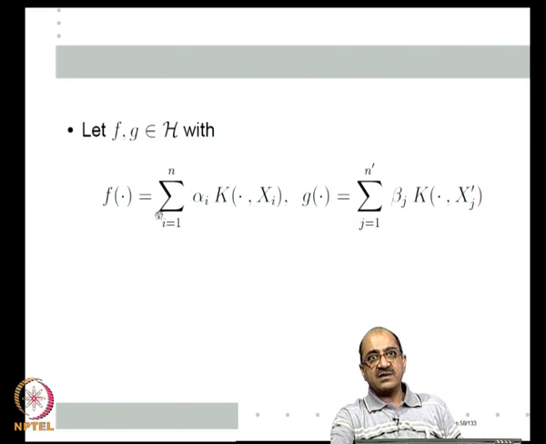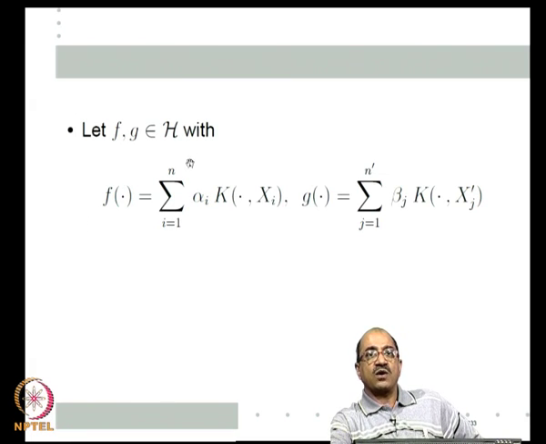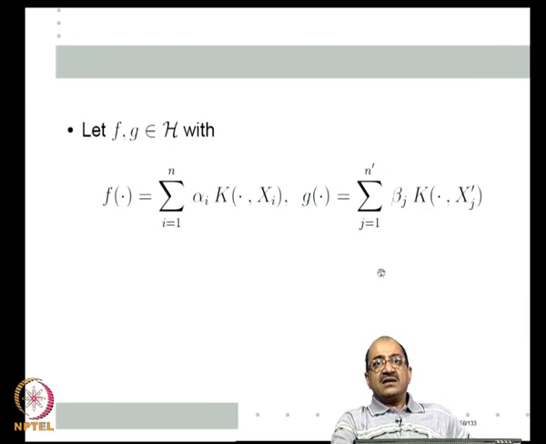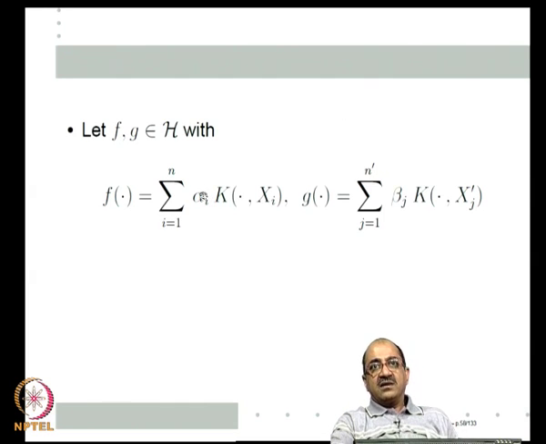Let us take any two elements of H, f and g. Every element of H is a finite linear combination of kernel functions centered at x_i. So, f is the summation over i equal to 1 to n of alpha_i k(., x_i), for some reals alpha_i and some elements x_i. And g is the summation of beta_j k(., x_j prime). Here x_1 to x_n and x_1 prime to x_n prime are all arbitrary. I took n and n prime to be different because the two functions may have different numbers of terms when represented as linear combinations of kernels.